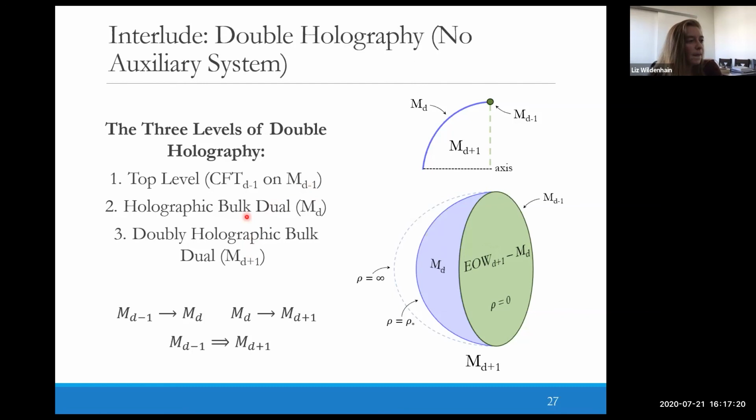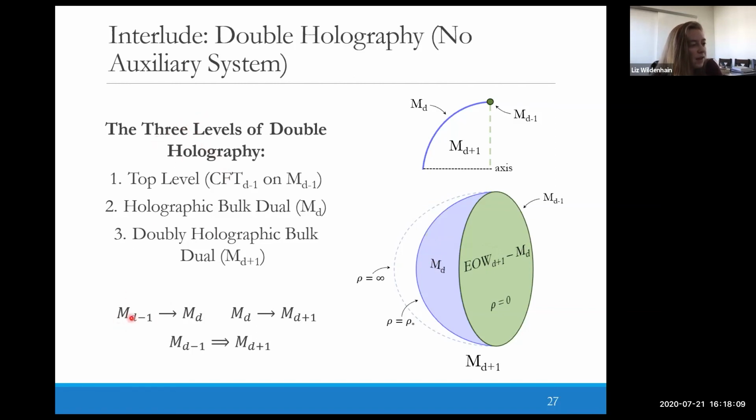And this holographic bulk dual, the second level, is a brane world. And if we assume, like I said, that the matter sector in this D-dimensional theory is itself holographic, it's a holographic CFT, then we can replace it with a D plus one dimensional bulk, which we refer to as the doubly holographic bulk dual. And that is represented by the interior of this picture, or the interior of this three-dimensional figure. And you'll notice that the boundary of M D plus one is an end of the world brane, which we refer to as EOW D plus one. And then this green sheet is just the part of the end of the world brane that's not M D.